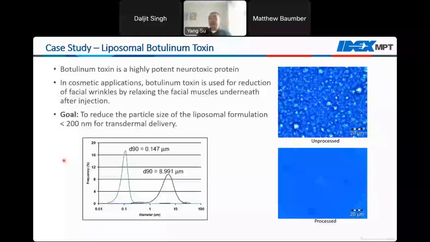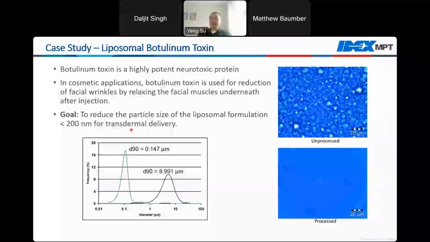So here, showing you a quick example using the liposome formulation to encapsulate and deliver botulinum toxin. People probably know this very well, that this is a highly potent neurotoxic protein. But in cosmetic applications, it is used for reduction of facial wrinkles by relaxing the facial muscles. So everyone probably heard Botox already, which is utilizing this highly effective ingredient. So here we're trying to encapsulate this with the liposome formulation.